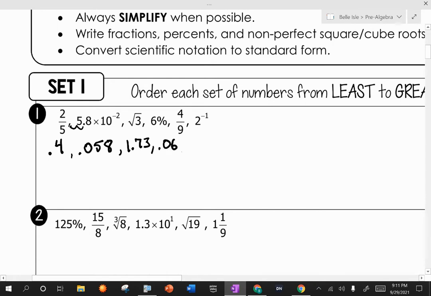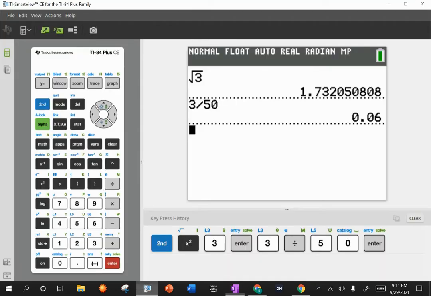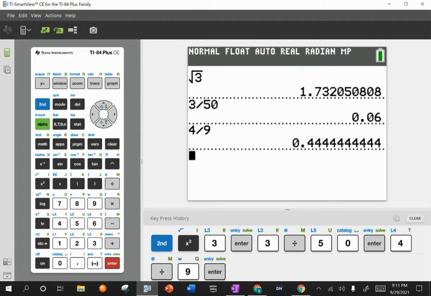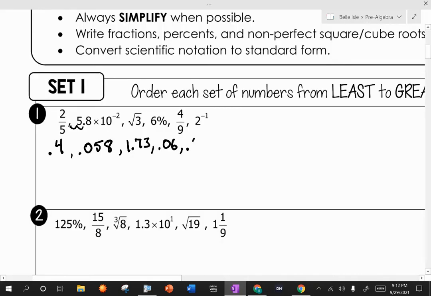So 0.06. Okay, 4/9. I'm just going to punch in 4 divided by 9. It's going to give me 0.4 repeating. And then last one, 2 to the negative 1 power. That's going to be the same as 1 over 2 to the first power. 2 to the first power is just 2. So 1 over 2 is half, so it'll be 0.5.